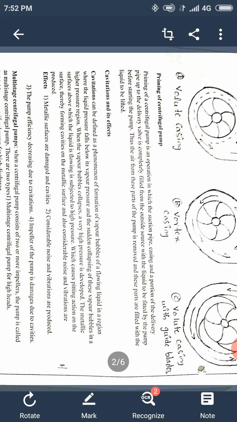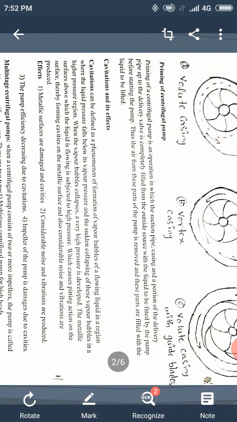Then cavitation and its effects. Cavitation can be defined as a phenomenon of formation of vapor bubbles in a flowing liquid in the region where the liquid pressure falls below its vapor pressure, and sudden collapsing of these vapor bubbles in a higher pressure region. When the vapor bubbles collapse, a very high pressure is developed and the metallic surface over which the liquid is flowing is subjected to the high pressure, which causes pitting action on the surface, thereby forming cavities on the metallic surface, and considerable noise and vibrations are also produced.